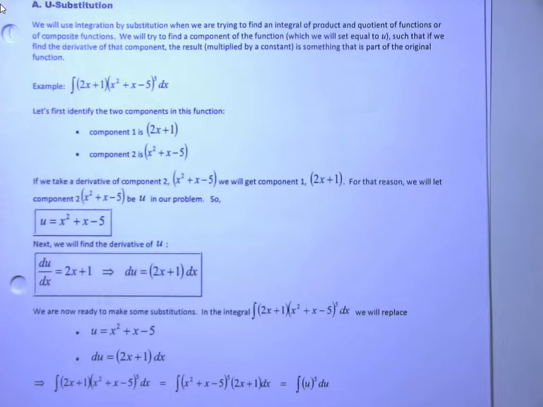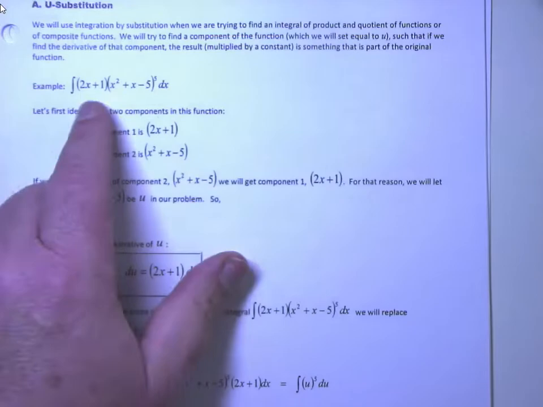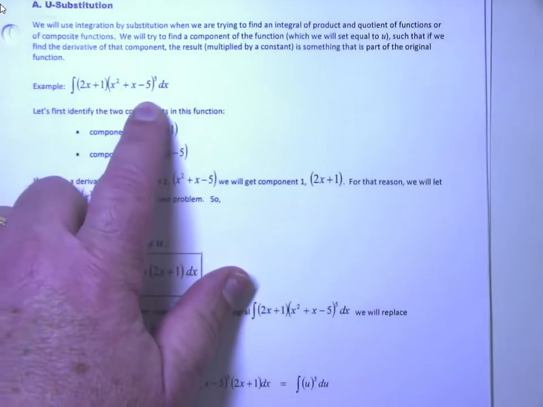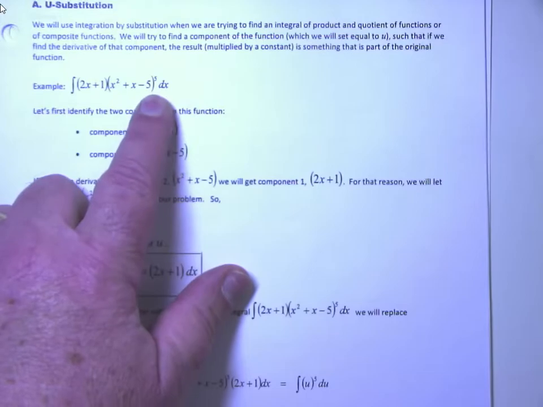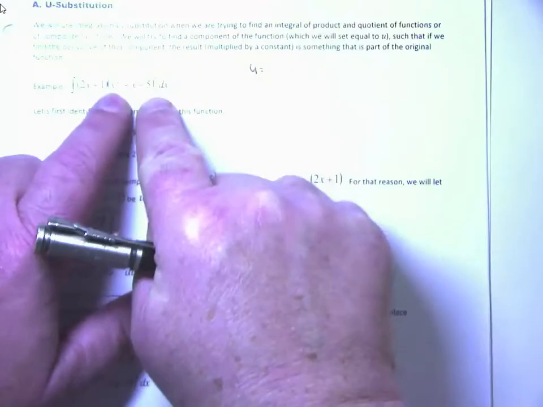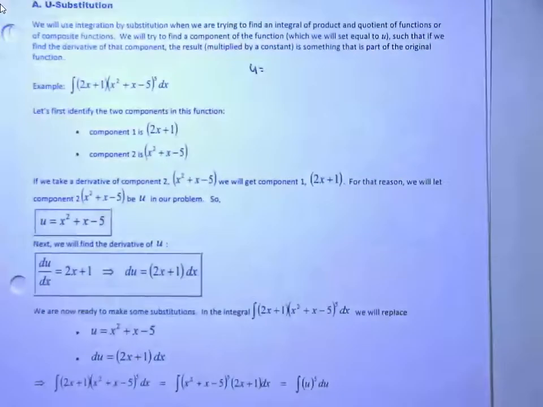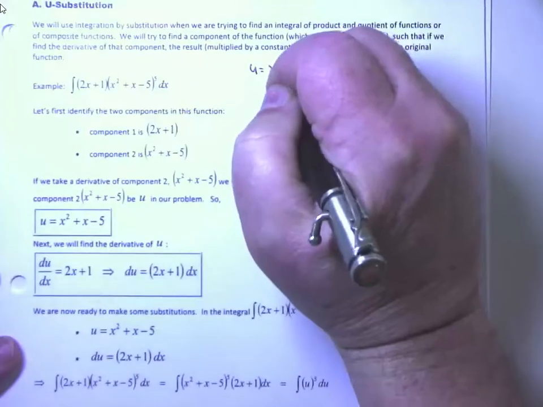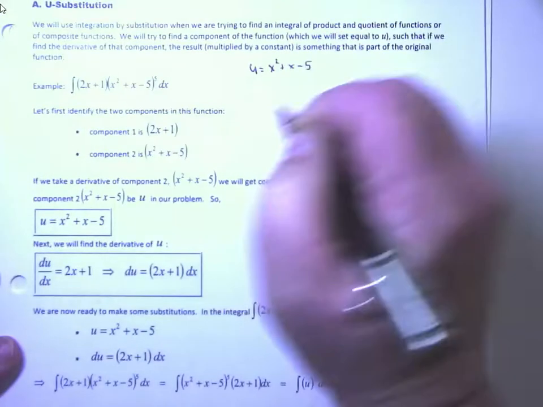So, what am I going to let u equal is the big question. Typically, I let u equal the inside of the parentheses, the harder stuff inside the parentheses that you're doing something with. So I've got here 2 parentheses. I've got the integral of parentheses 2x plus 1 and x squared plus x minus 5 to the 5th. What am I going to let u equal? I'm going to let u equal the harder parenthesis, which will be the higher degree, and the one we're actually doing something with. That's the one we're raising to the 5th power. So I'm going to let u equal the inside of the parentheses, x squared plus x minus 5.